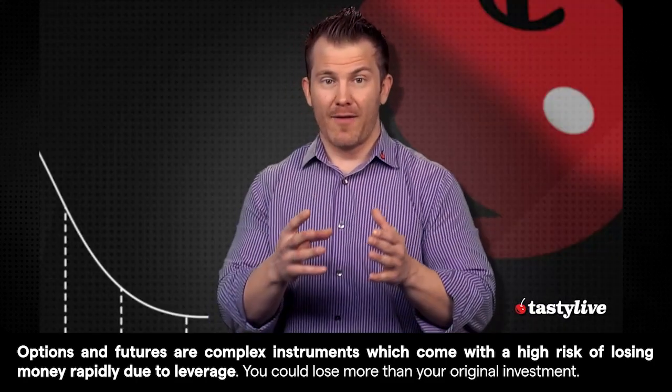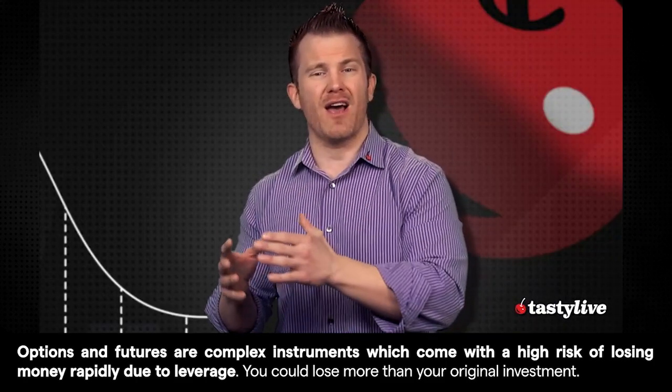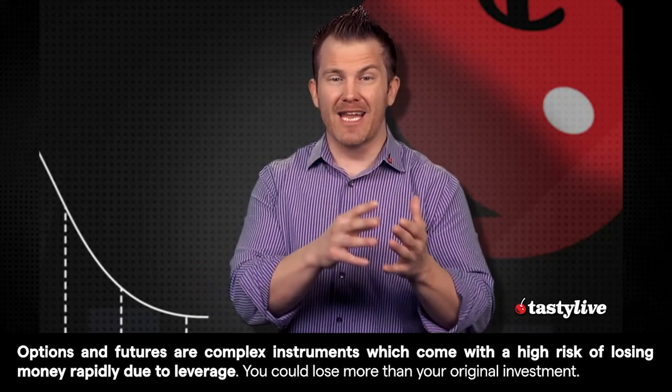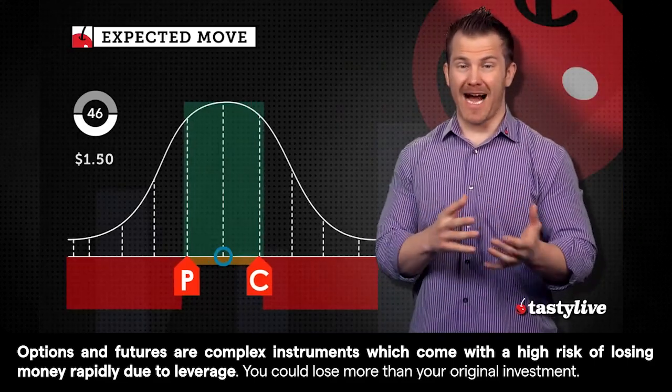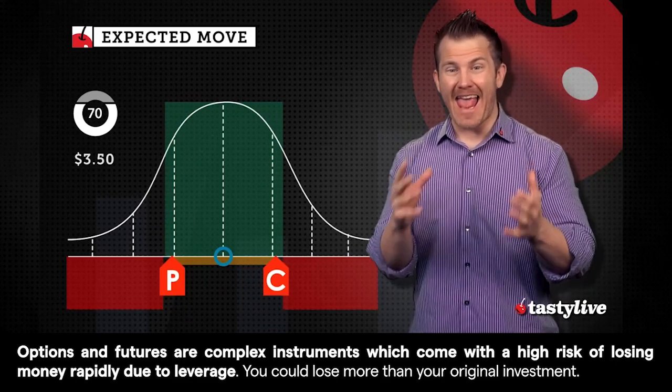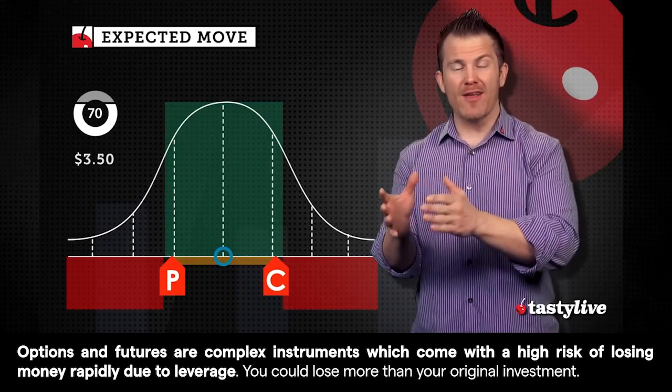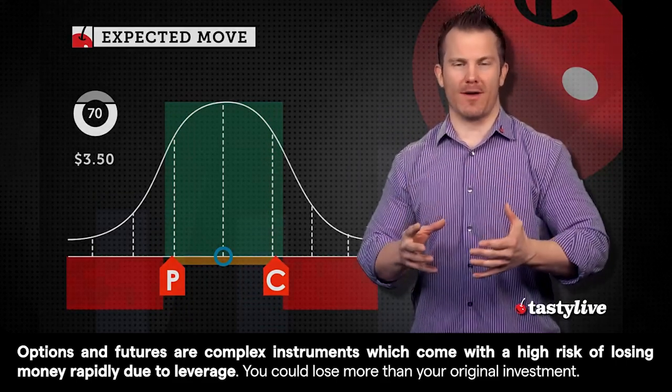In a nutshell, this is one of the most powerful aspects of tying standard deviation into implied volatility and option prices. It helps us put context around option prices and the expected move ranges they're presenting to us.